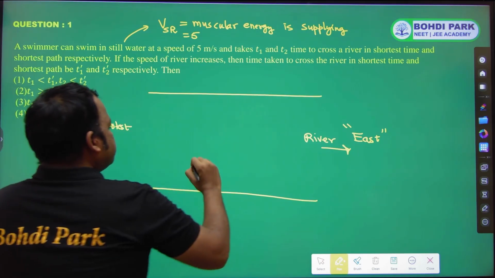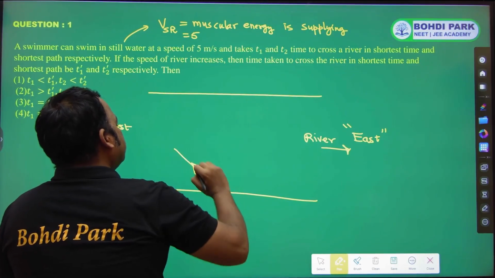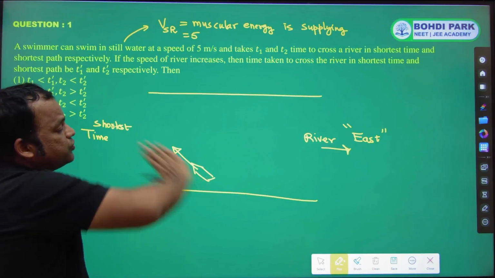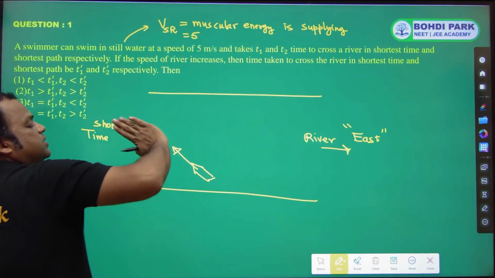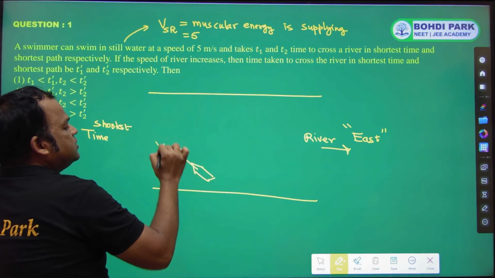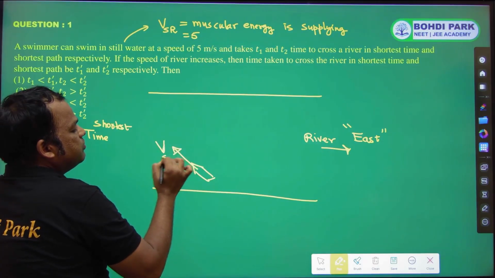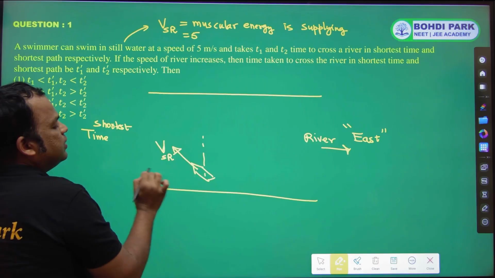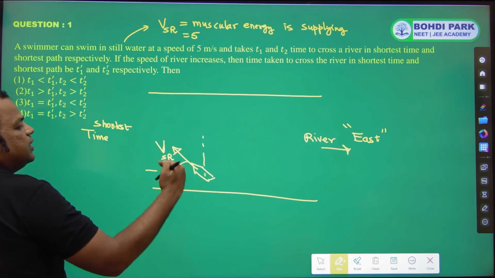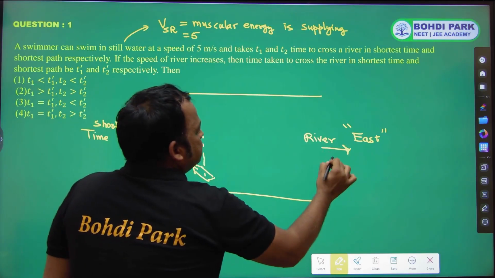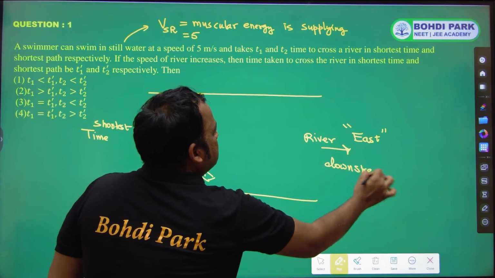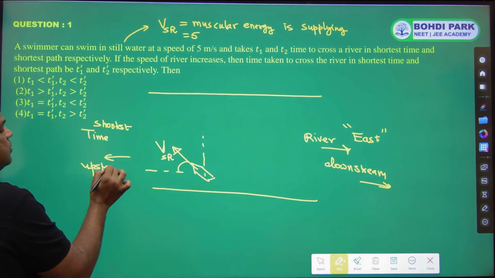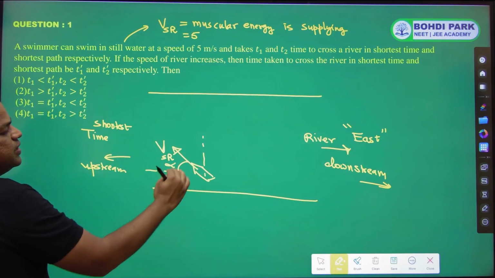Suppose this is the direction of the boat or the swimmer. In this direction the swimmer will swim, or the engine of the boat will supply velocity in this direction. So we can call it velocity of swimmer with respect to river, or boat with respect to river. This direction is known as upstream, and this is downstream. With upstream it is making angle alpha.